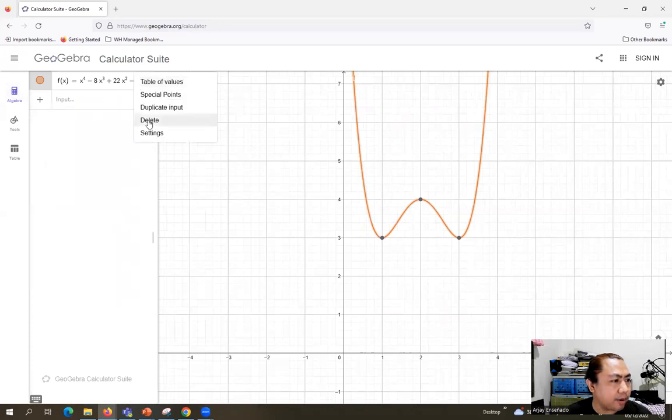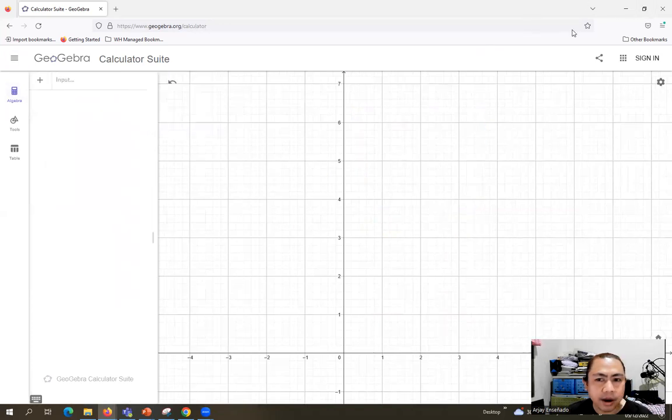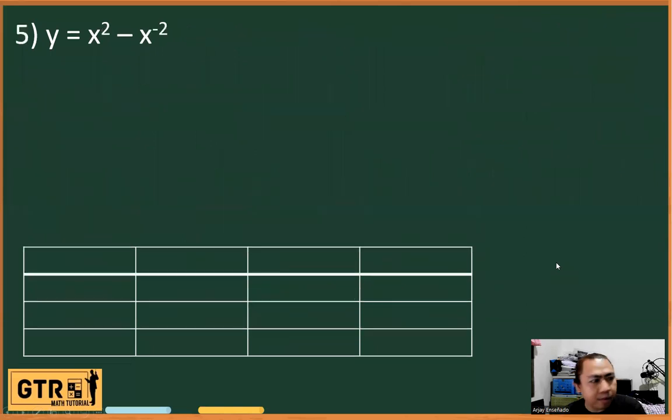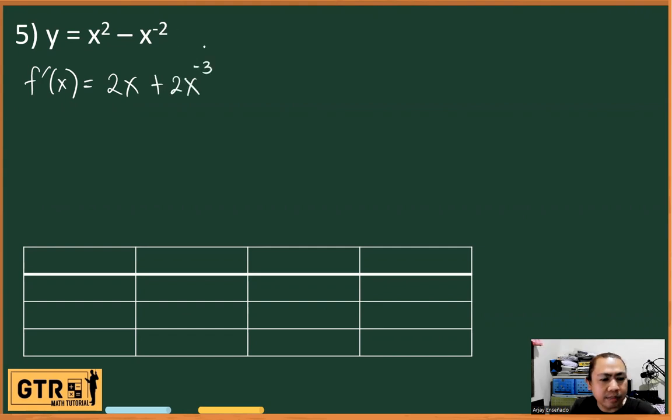Then last example, delete na natin para sa ating last example. So we have y is equal to x squared minus x to the negative 2. So we have negative exponent. So let's just differentiate. So x squared derivative of that is 2x. Derivative of this is negative 2 times negative 1. So that is positive 2. X to the negative 2 minus 1, negative 3.